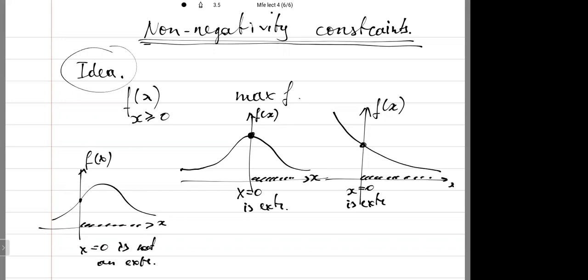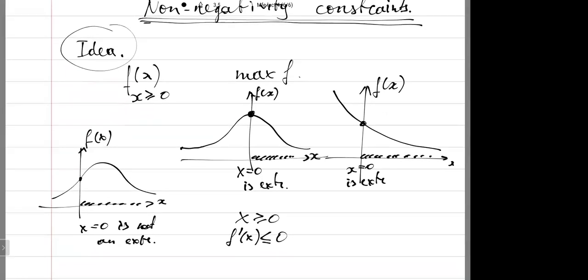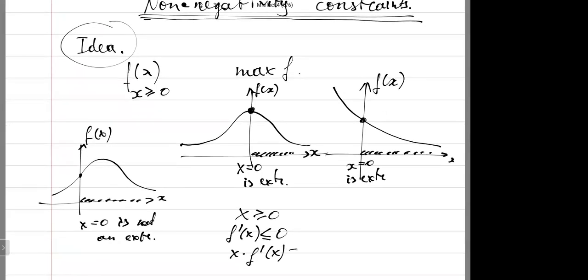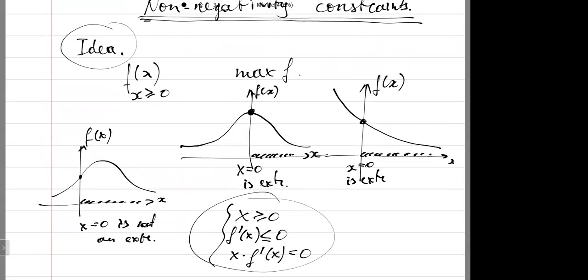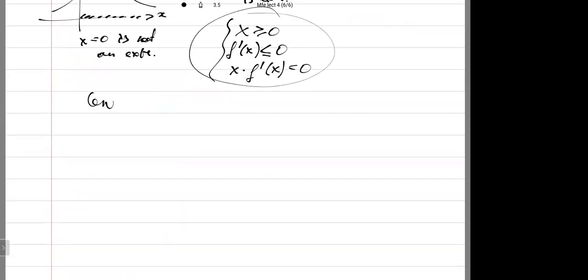So basically, if you combine all these three cases into some equations, you may say that x is greater than 0, f prime with respect to x is less or equal than 0, and x times f prime of x is 0. If you combine all these three graphs into the system of equations and inequalities, you will have the system like this. And basically, you can do the same thing with an inequality constraint, with a general case. So let's move on to the general case.